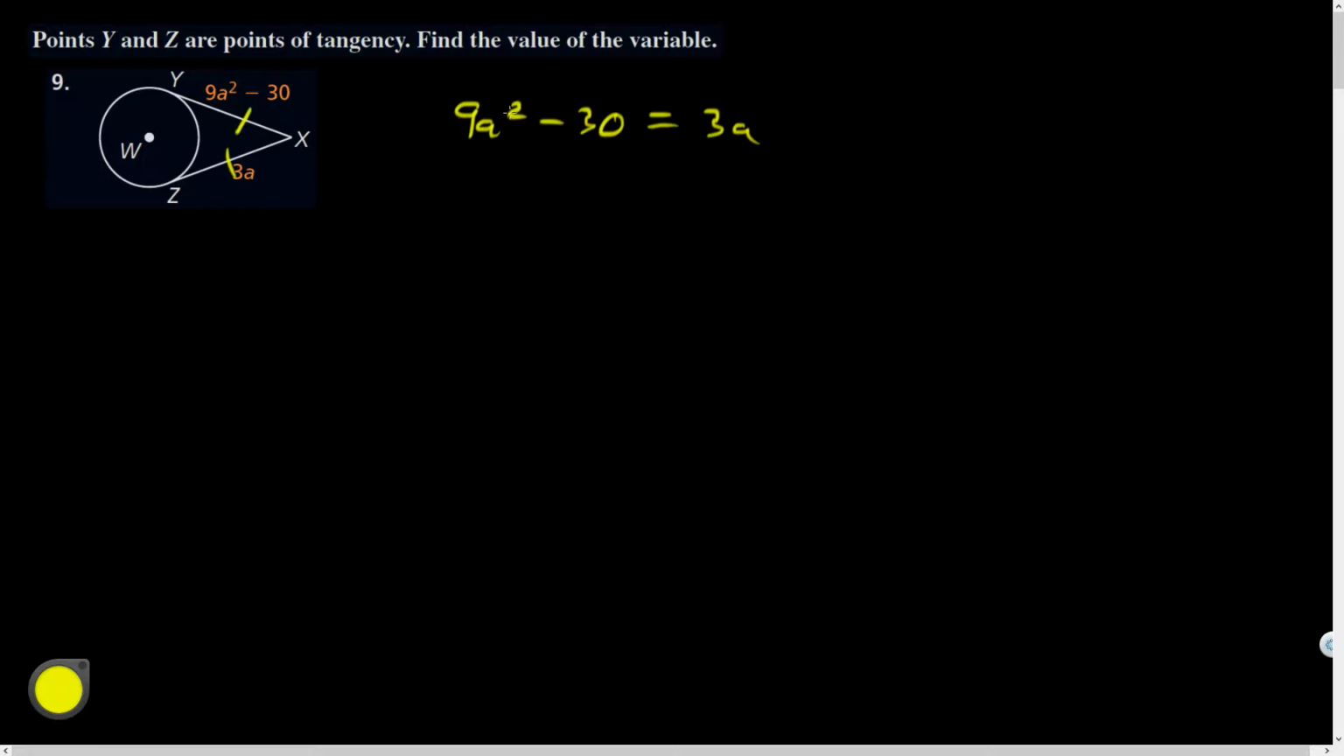And you might have noticed there's an exponent of 2, which typically means you have to set that quadratic equal to 0. So let's do that. And I'm going to put it in standard form. So 9a squared minus 3a minus 30 equals 0. My squared terms didn't cancel out, and I definitely got a linear term as well.